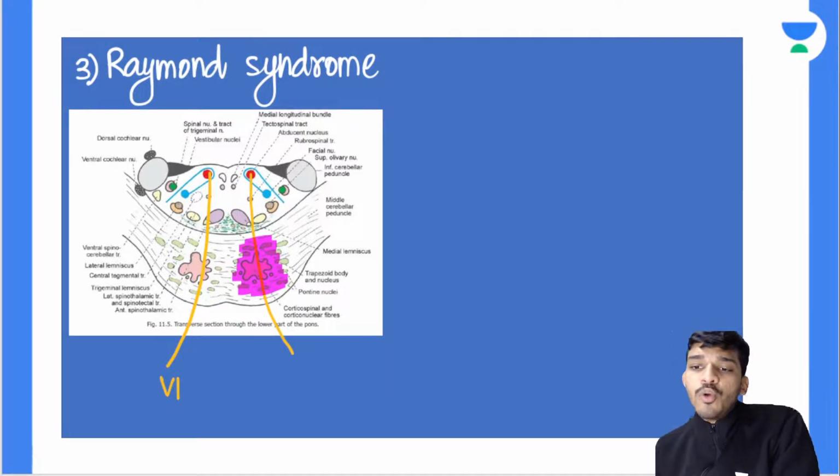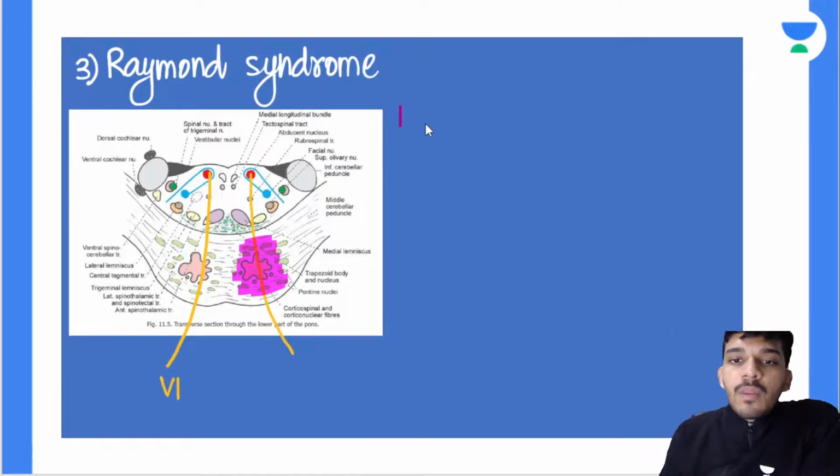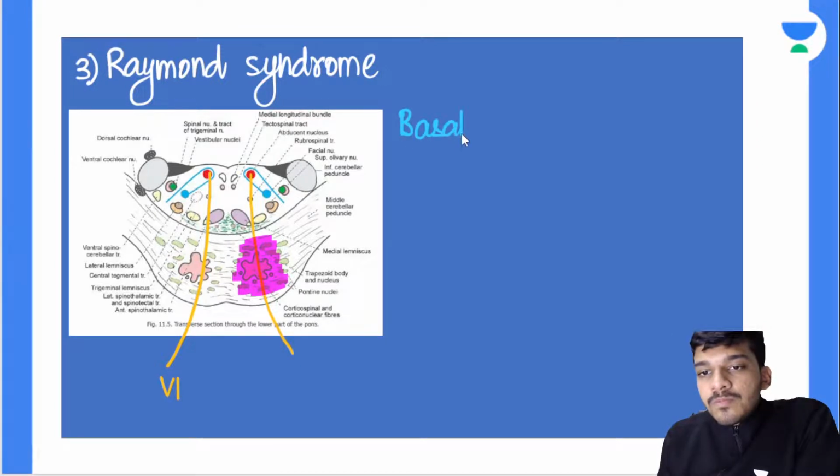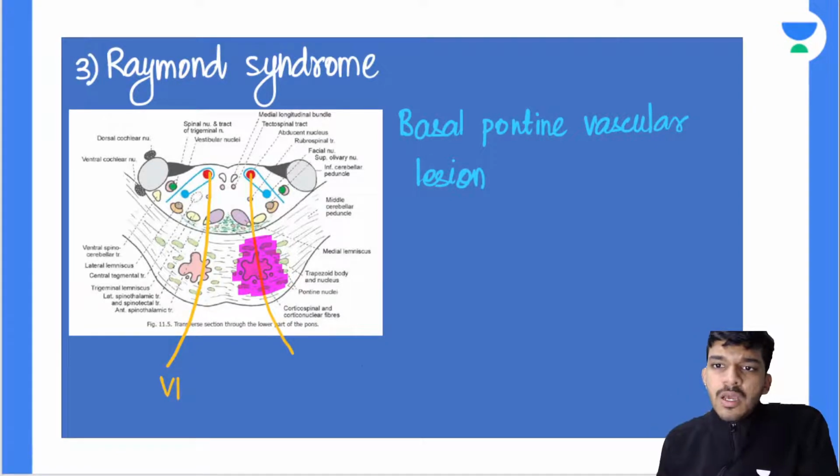And because of that, what do you have? It is due to a basal pontine vascular lesion, right? And because of that, there are two things that are damaged. You have damage to the corticospinal tract. So you have contralateral hemiplegia.